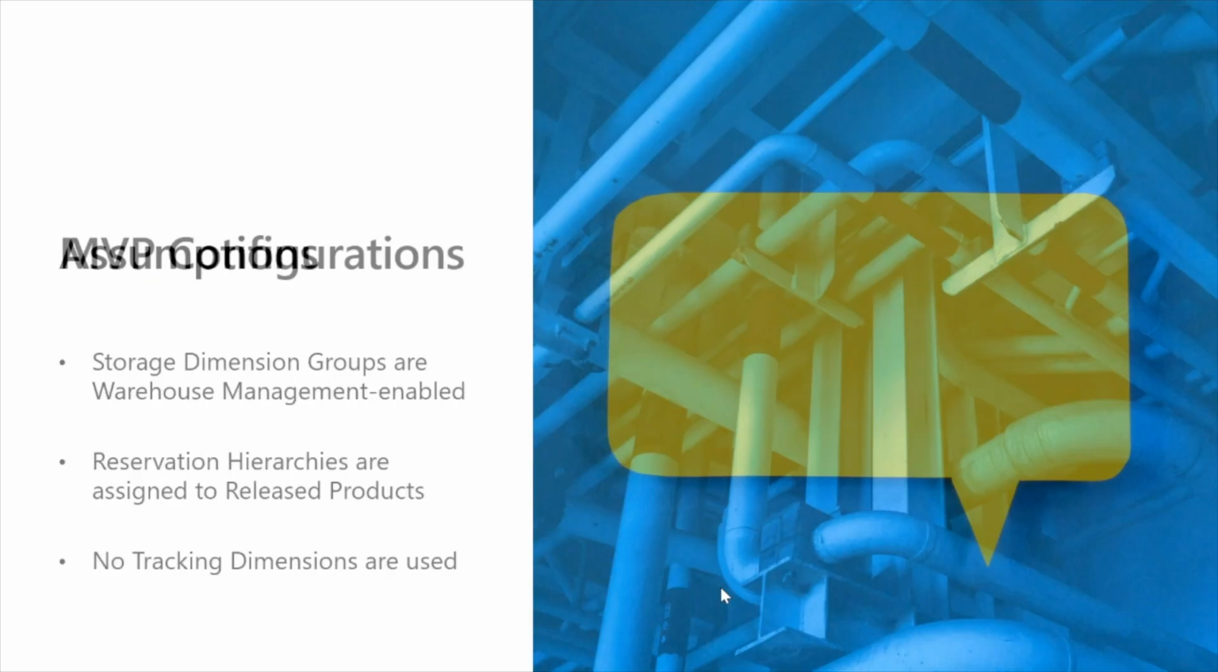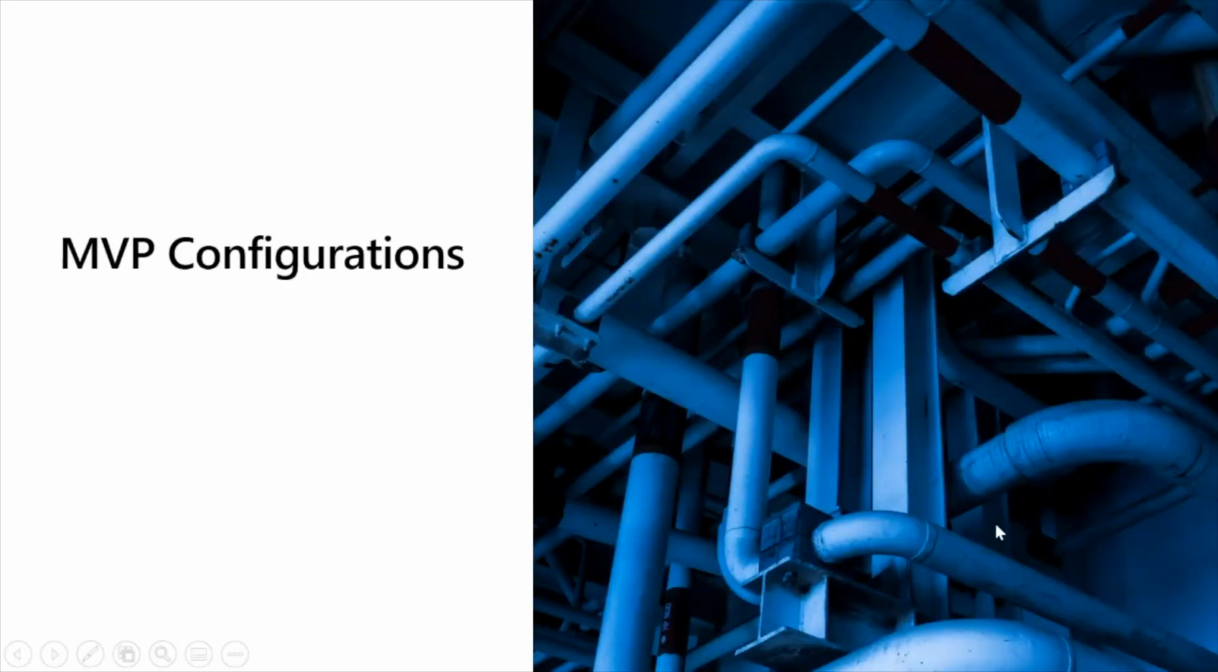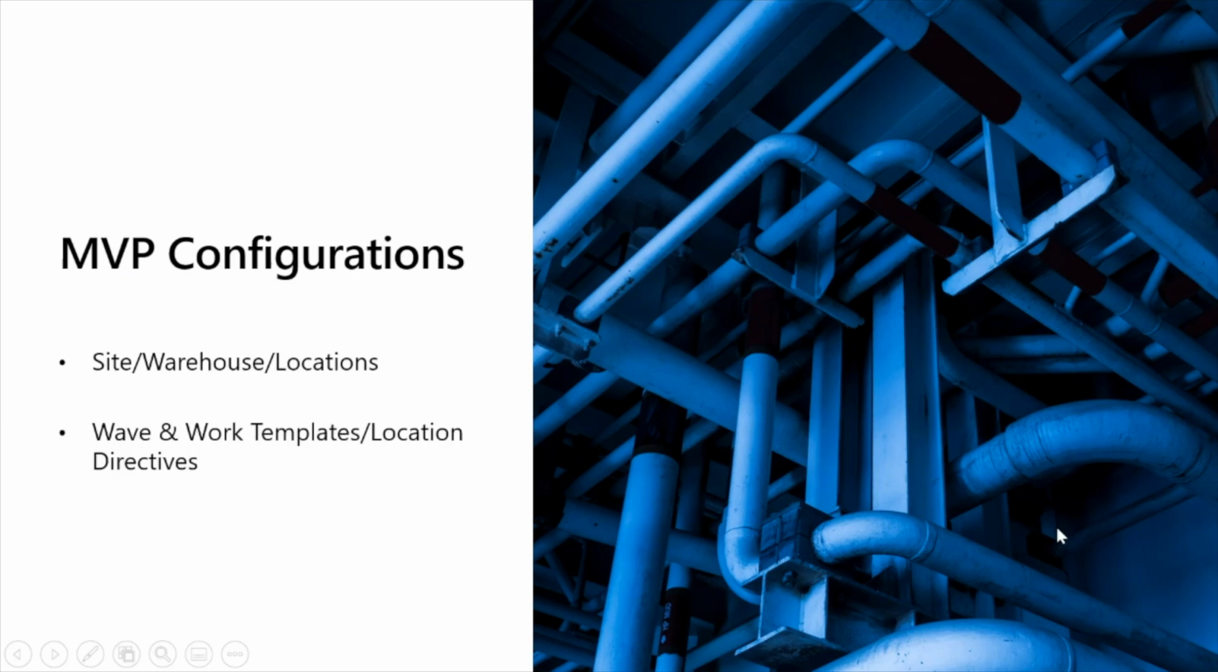Okay, so let's talk about what we consider our MVP configurations, our minimum viable product configurations for warehouse management. They are our core concepts of our distribution hierarchy. That's our site, warehouse, and any locations in the warehouse. They include potentially wave templates, and then also work templates and location directives.